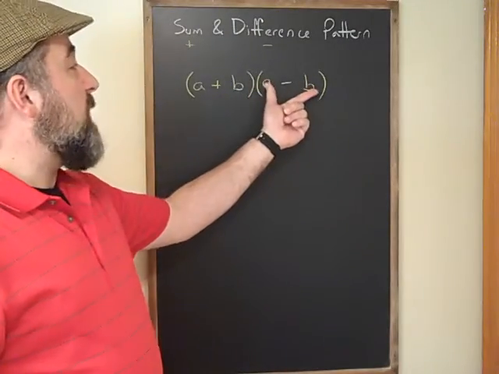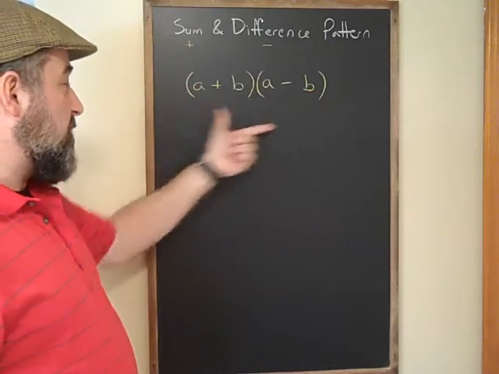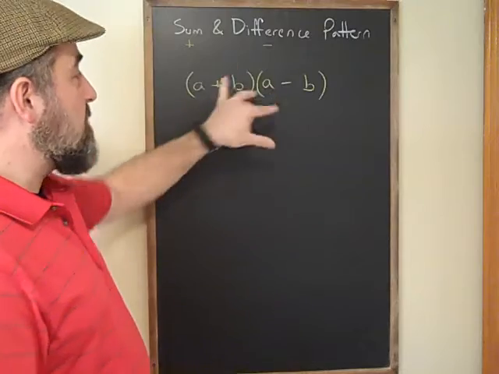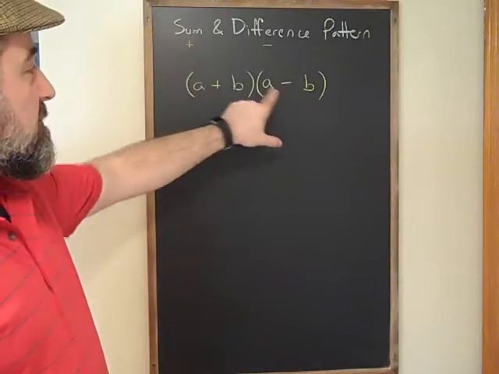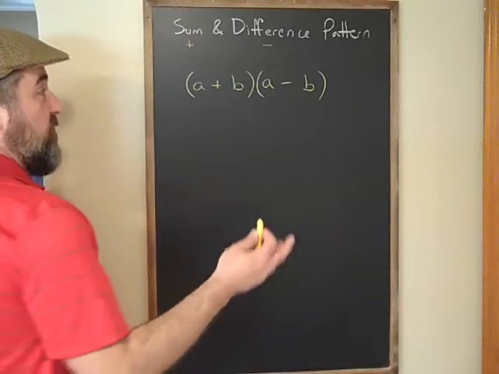And ultimately it doesn't matter if that factor A minus B is first and that factor A plus B is second. The order of these two doesn't matter, but what matters is one is plus, one is minus. Let's figure out what this is by using the FOIL algorithm.